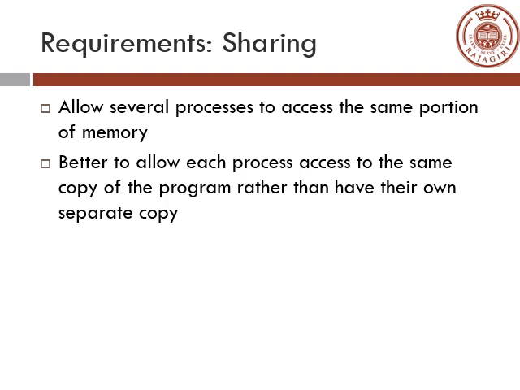What are the requirements for sharing? Any protection mechanism must have the flexibility to allow several processes to access the same portion of main memory. Processes that are cooperating on some task may need to share access to the same data structure. It's better to allow each process access to the same copy of the program rather than have their own separate copy.